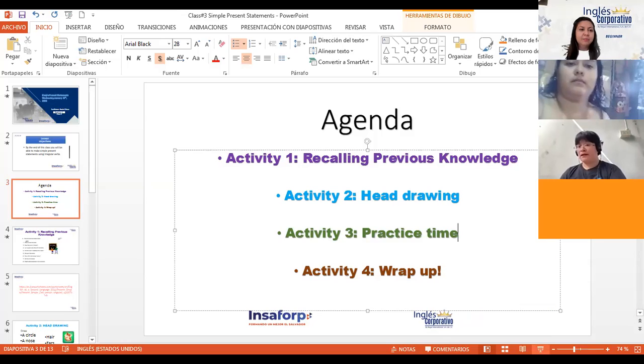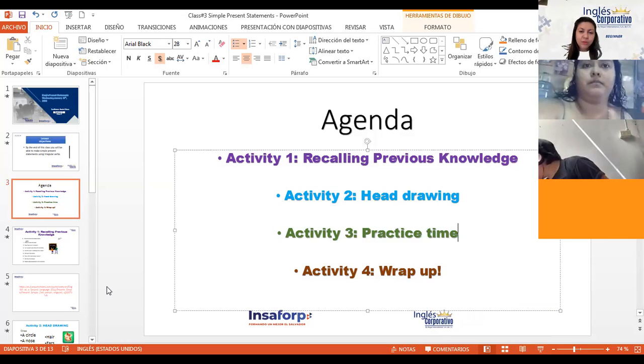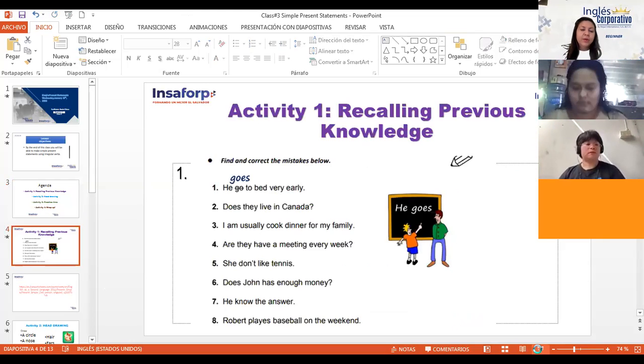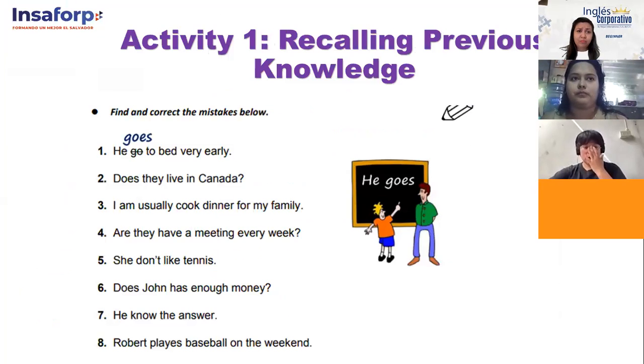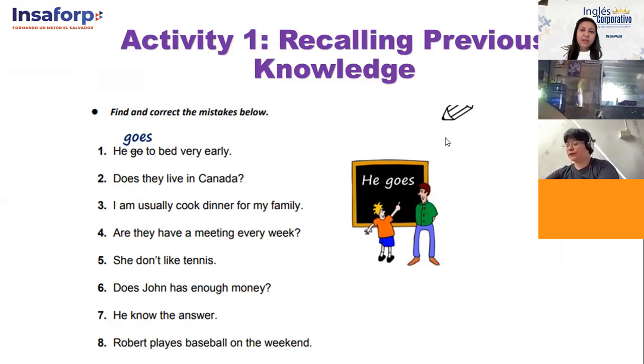In this activity, you will see it in a moment. You have to find and correct the mistakes. There are some mistakes in these sentences. We have eight sentences. And you have to identify the mistakes, okay? For example, we have number one, he goes to bed early. But it's incorrect, right? The correct form is he goes to bed very early, exactly.